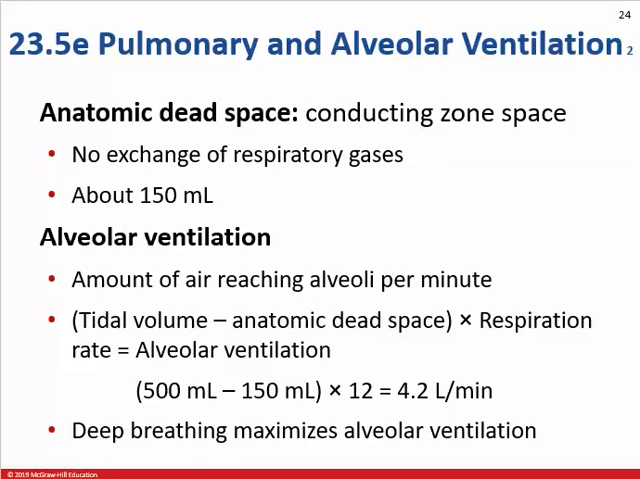So if our tidal volume is about 500, and 150 is the dead space, then it's 350 that makes it to the alveoli. 12 breaths a minute is 4.2 liters a minute, so about 4 out of 6 liters. So really in a minute we're moving almost 2 liters of air that doesn't actually make it into the respiratory space.